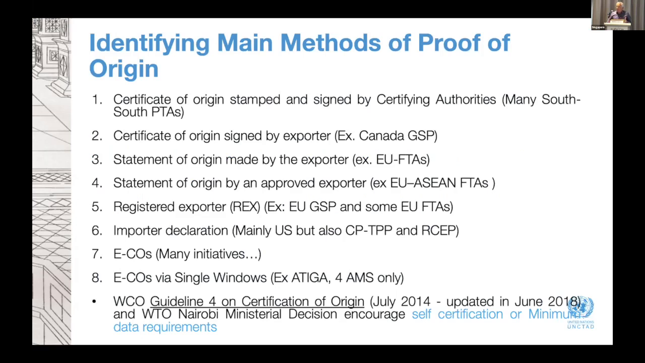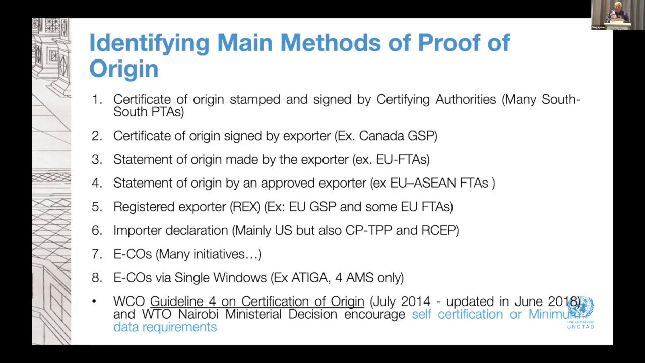And obviously, it's not so easy, you know, because the world is complex, and we have different methods of proof of origin. Each one will say that his own rules of origin are the best. That's when we face difficulties in identifying the most trade facilitating way to prove rules of origin, and what firms would prefer as a method to comply with rules of origin.